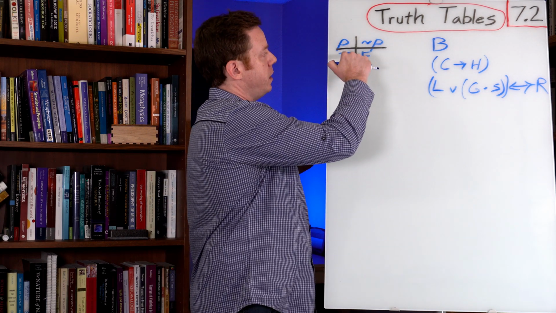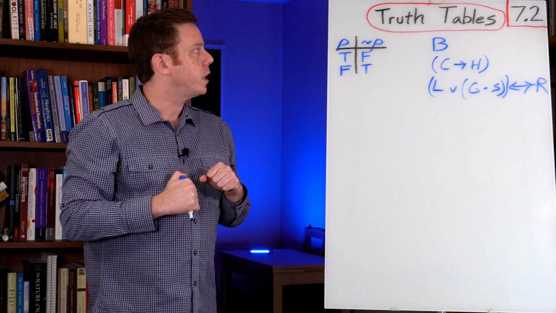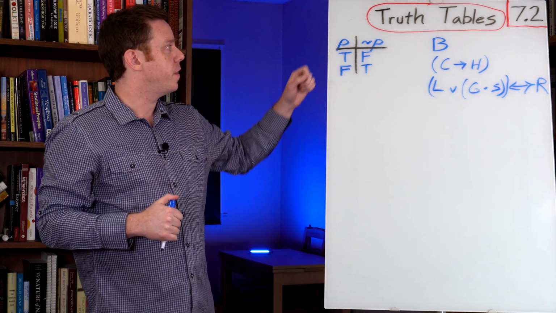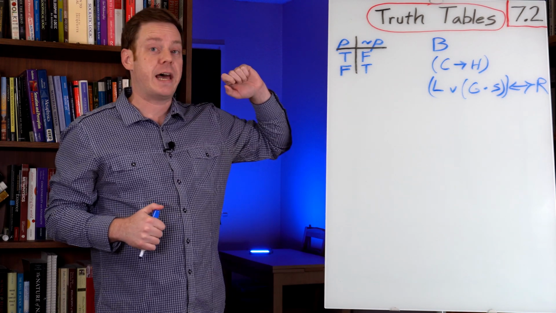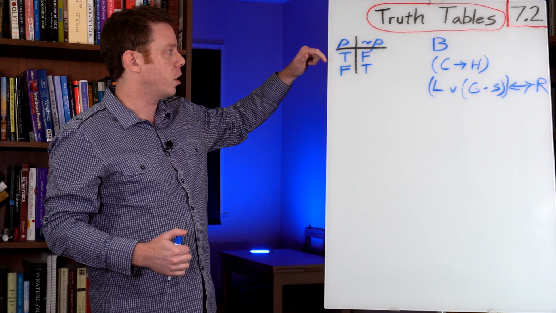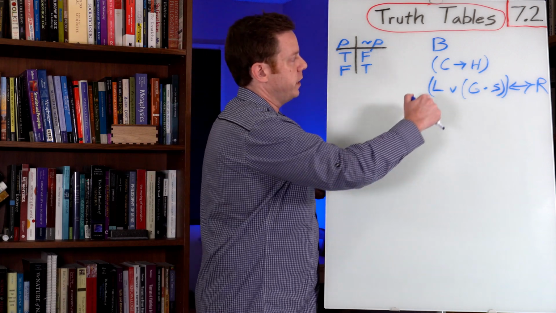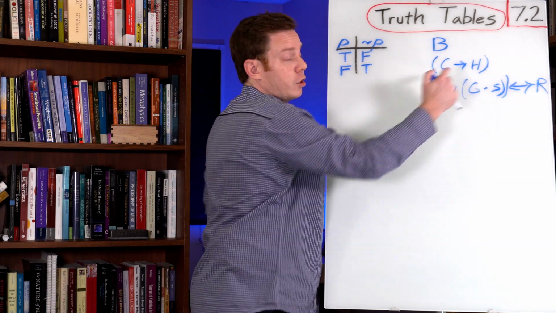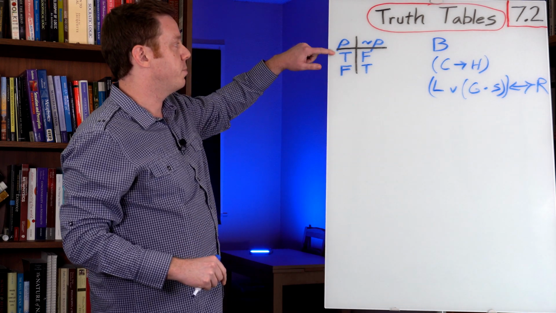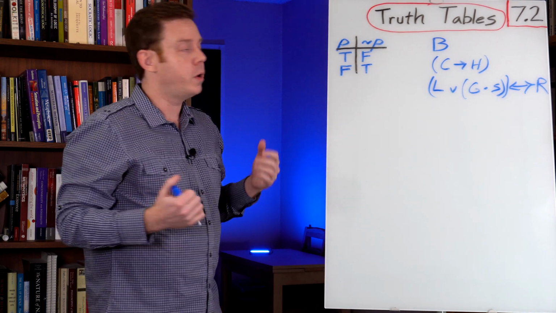Now, the true and false below it represent all the possible truth values that the statement up here could have. Obviously there's two. It could be true or it could be false. So P represents this statement could be true or it could be false. So this is every possible combination. There's only two.